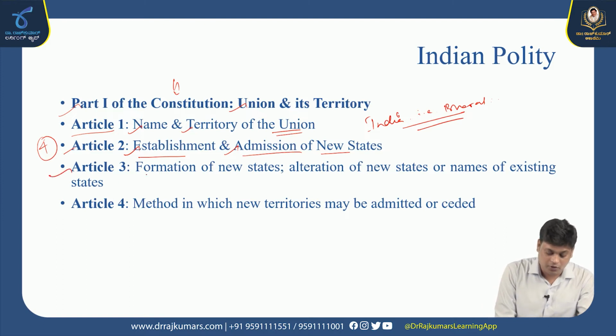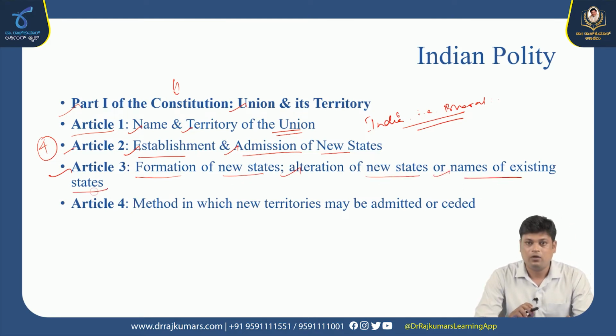Article 3 of the Indian Constitution: formation of new states, and alteration of areas, boundaries or names of existing states. New state creation, altering boundaries of existing states, and changing the names of existing states come under Article 3.